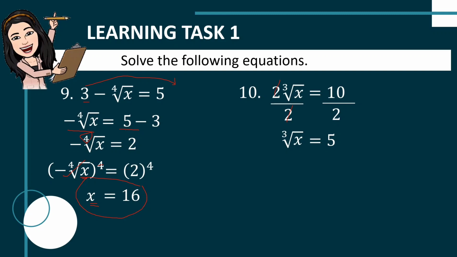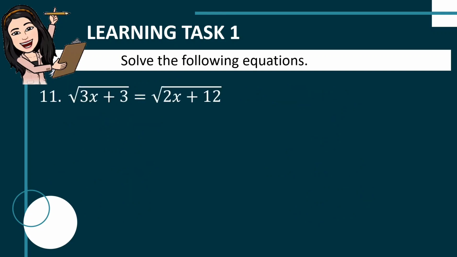Maliwanag? Now, we will raise them to the power of 3. Very good. So, we have what is cube root of x raised to the power of 3? We have x. And 5 raised to the power of 3, 5 times 5 times 5, we have 125. So therefore, x is equal to 125. Okay?